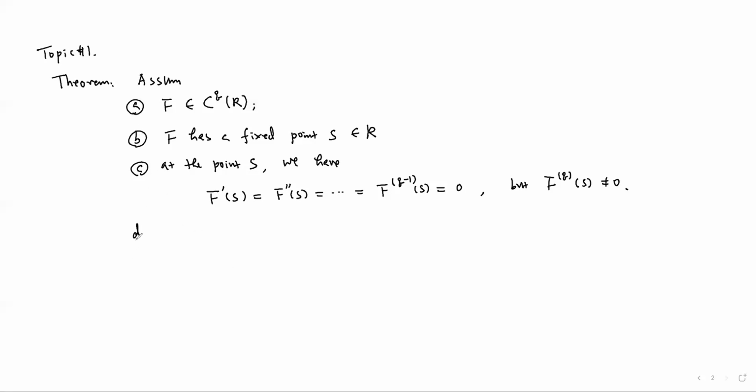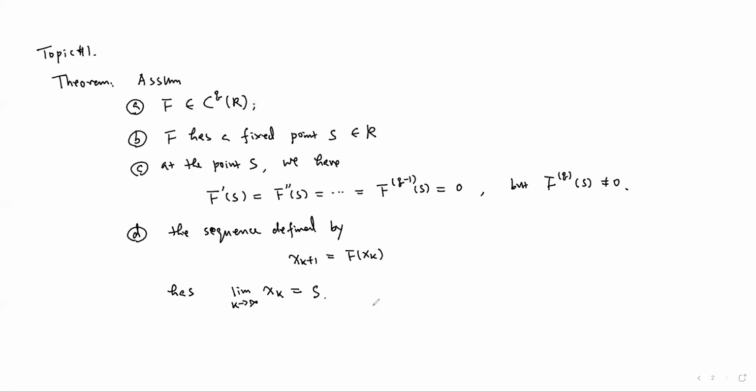Now D. The sequence defined by this equation has a limit. Okay, the limit is: as k approaches infinity, xk approaches this fixed point S.